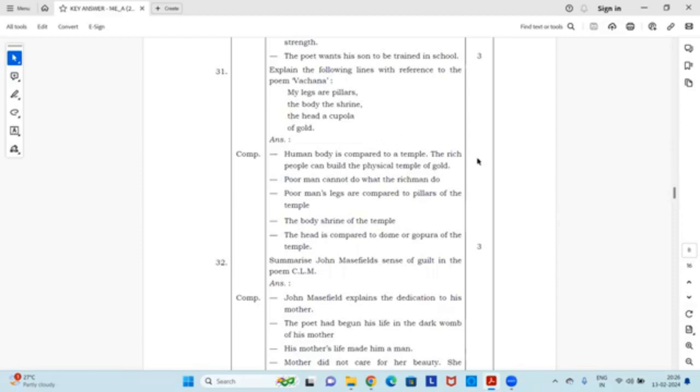Human body is compared to a temple. The rich people can build the physical temple of gold. Poor man cannot do what the rich man does. Poor man's legs are compared to pillars of the temple, the body, shrine of the temple, and the head is compared to the dome or gopura of the temple. Okay, this is how it is explained in the poem.